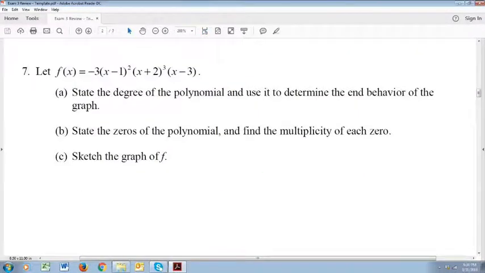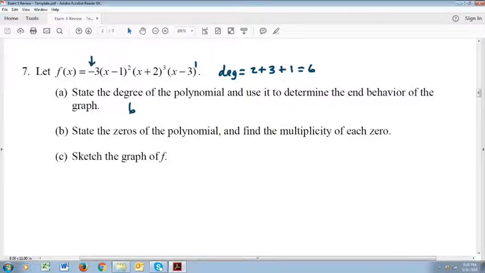That's right. So on number 7, we have a polynomial in factored form. It says state the degree of the polynomial and use it to determine the end behavior. So first of all, I want to remind you that when a polynomial is in factored form, we have to look at the exponent on each factor to determine the degree. So the degree for the x minus 3 term is 1. So we just add the 2, 3, and 1 to get the degree of this polynomial, which is 6.